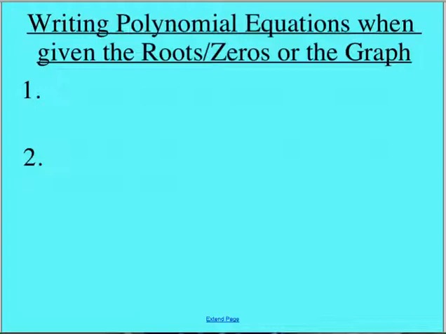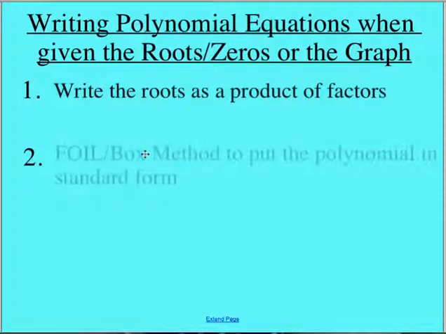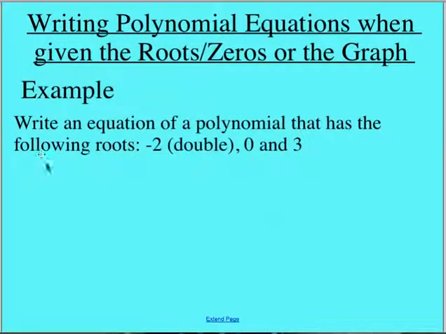Writing polynomial equations when given the roots, zeros, or the graph. It says the first thing you want to do is write the roots as a product of its factors, and then next you want to FOIL or use the box method to put the polynomial in standard form. So here's my example. It says to write an equation of a polynomial that has the following roots. -2 is a double root. You have 0 and you have 3.